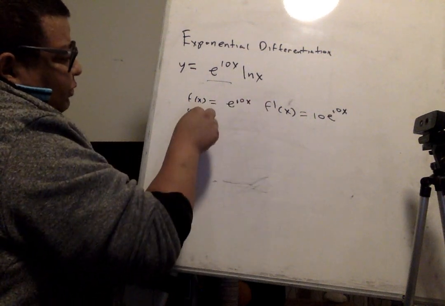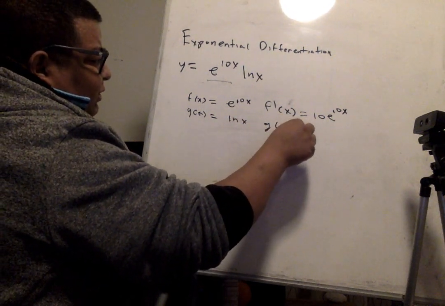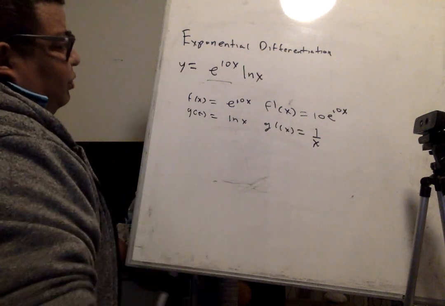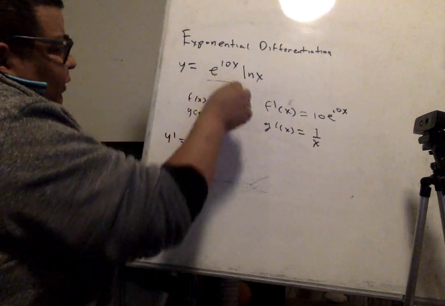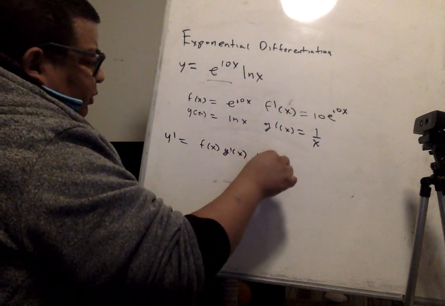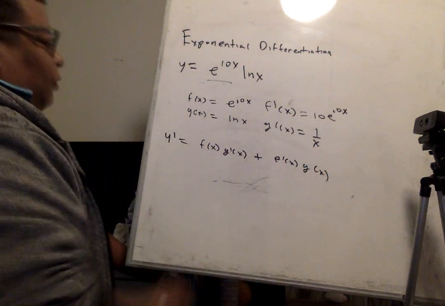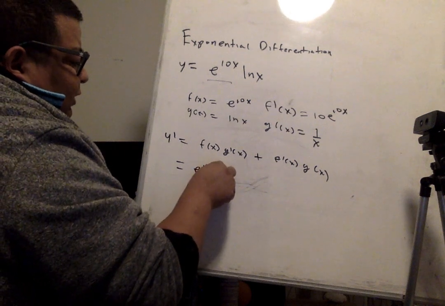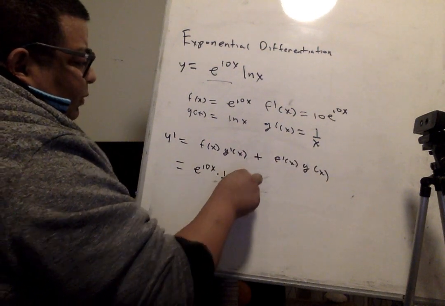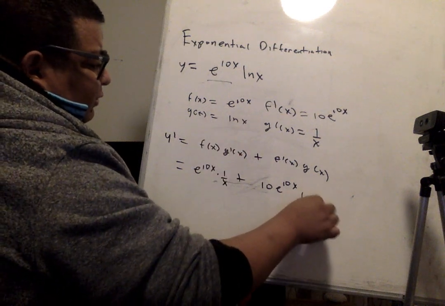Then we let the other function g of x equal ln of x, and the derivative of that is equal to 1 over x. Now we put all this information together. So now we have y prime, which is the derivative of what we're looking for, equal to f of x times g prime of x plus f prime of x times g of x. So we put everything together: f of x is e to the 10x, g prime is equal to 1 over x, plus f prime, 10 e to the 10x, g of x, ln of x.